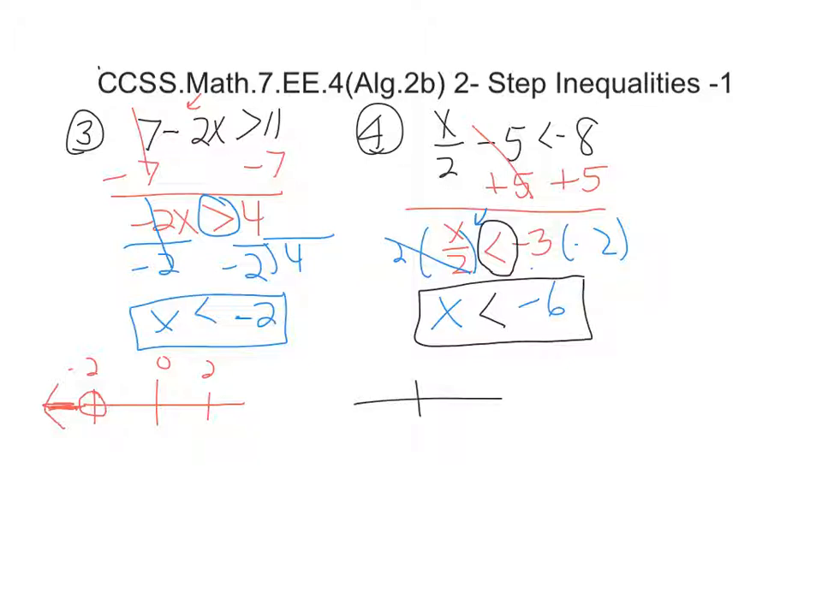So we're going to graph that. 0, 6, negative 6, and we're at negative 6. It's not equal to, so it's an open hole there, and it goes lower, so it includes negative 7, negative 8, all of those numbers, but it does not include negative 5, because that's greater than. Okay, I want to do one more for you, and I'm going to squeeze it in quickly.